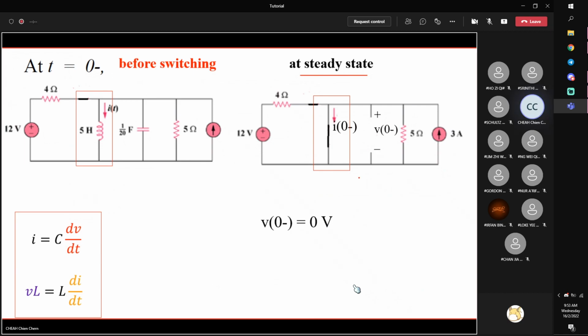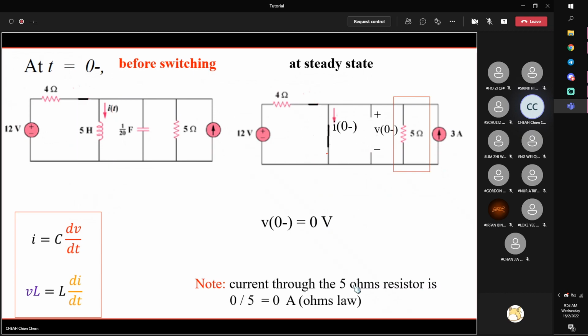Okay, next is to note that we need to find the current through this inductor. Okay, firstly, we note that because this is shorted, there's no potential difference across the 5 ohms. Okay, always remember this is connected to ground, correct? So if this is shorted, this is also 0 volts.